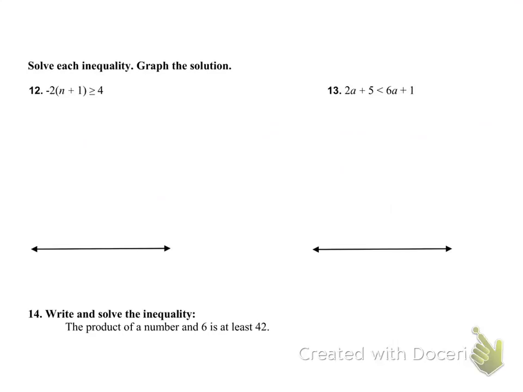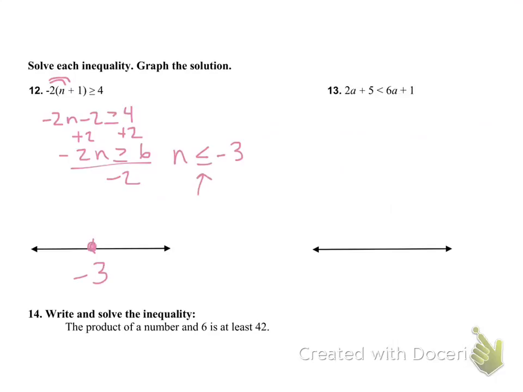Okay, so graphing. First we need to get that n by itself, so we're going to have to distribute here. Or you could technically divide by negative 2 and do it that way. But if I distribute, I can go ahead and solve. So I'm going to add 2 now. So negative 2n is greater than or equal to 6. Divide by negative 2. Remember, when I divide by a negative, I need to flip my inequality. 6 divided by negative 2 is negative 3. If there is a line underneath it, it should be a closed dot. My variable is on my left side, so I can do my cheat arrow, and it points to the left.